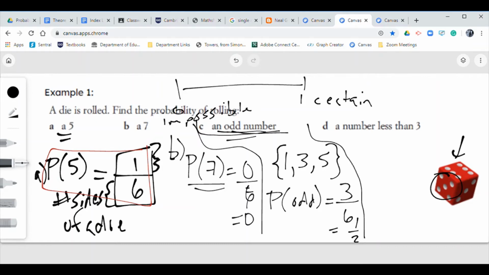For right now, just because of the way things are going, if you need a calculator to simplify that down, that's also okay for now. So for D, we're going to look at the number less than 3. Again, we look at our sample space. What are the numbers on a dice that are less than 3? Do we have a side that's 0? No. We have a side that's 1, a side that's 2. And is 3 less than 3? No, it's equal to. So we do not include that.